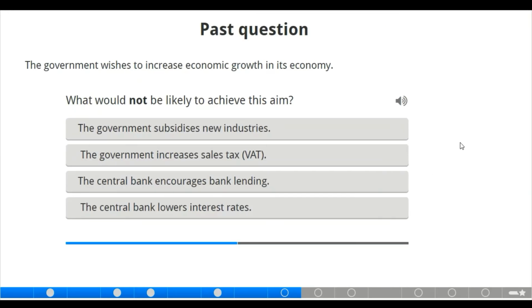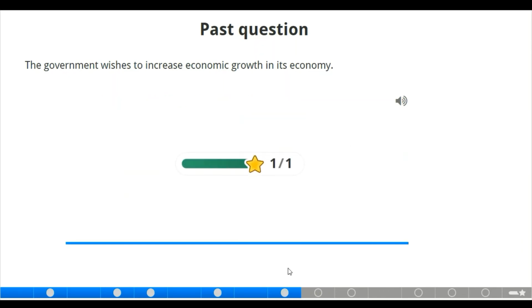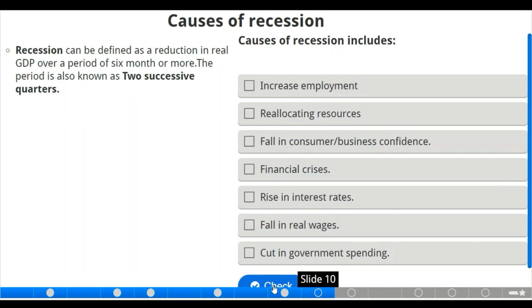We still have one past question here. The government wishes to increase economic growth in its economy. What would not be likely to achieve this aim? Now the options say the government subsidizes new industry, the government increases tax, the central bank encourages bank lending, or the central bank lowers interest rate. What will not be likely to achieve this aim? Of course, what is likely not to achieve this aim is when government increases the sales tax, that is the tax on goods and services. Now we move to the next slide.